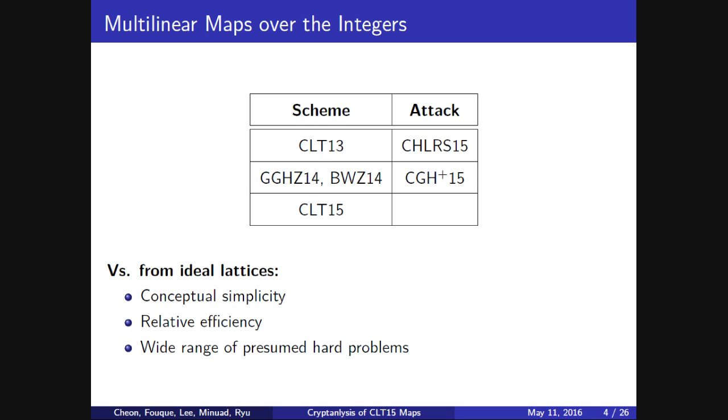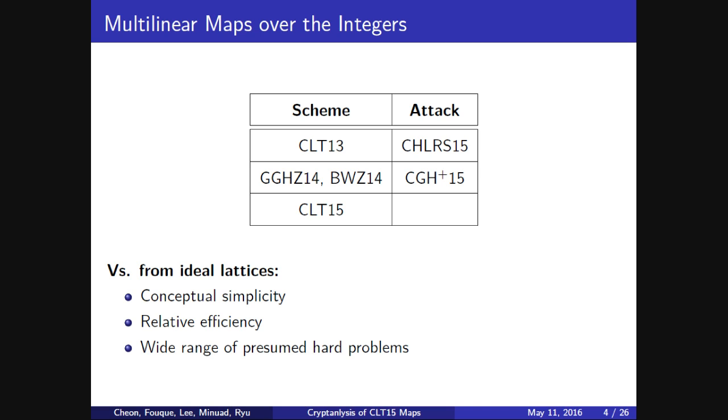Currently, constructions and analyses of multilinear maps are being repeated. Among them, we look at multilinear maps over the integers. In 2013, Coron, Lepoint, and Tibouchi proposed a multilinear map over the integers, but it turned out to be insecure by the so-called CHLRS attack using low-level encodings of zero. After that, there were several attempts to repair it, but they were quickly proven to be insecure.